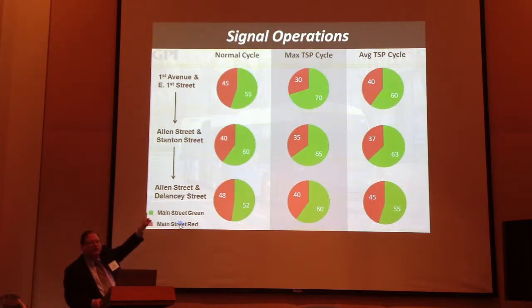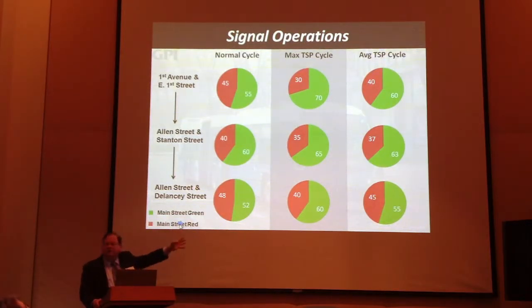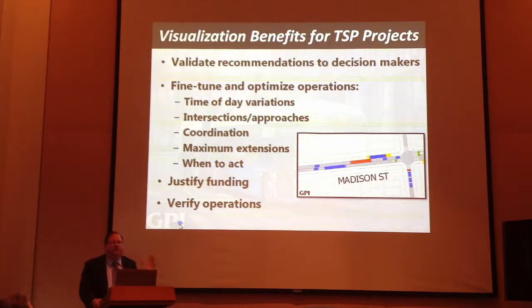Another last one of the displays is to be able to look at the percentages of time. The two left columns are inputs. We know what the normal cycle is. We know what we're saying our maximum TSP parameters are. But on the right, we want to know when the system's working, what's happening on average, because people complain. The naysayers say, you're taking too much time from the cross street. We want to be able to demonstrate exactly what we're doing.